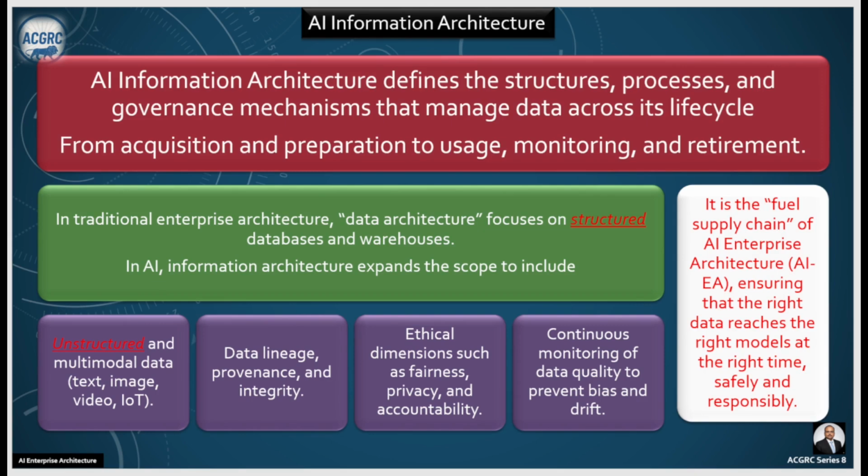It includes data lineage, provenance, and integrity. It includes ethical dimensions such as fairness, privacy, and accountability. It also includes continuous monitoring of data quality to prevent biases and drift. It is the fuel supply of the AI enterprise architecture, ensuring that the right data reaches the right model at the right time, safely and responsibly.